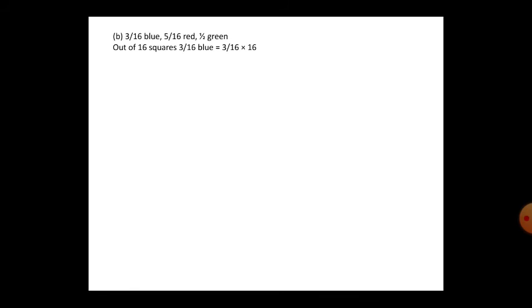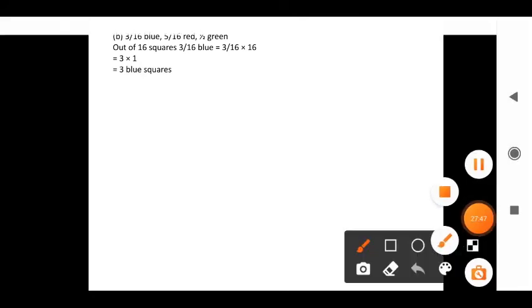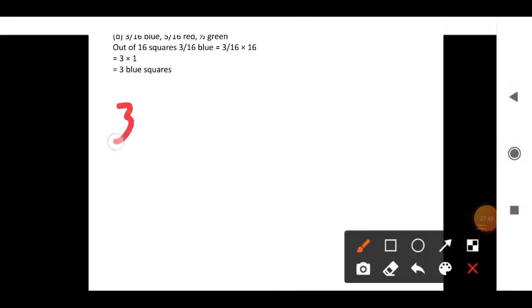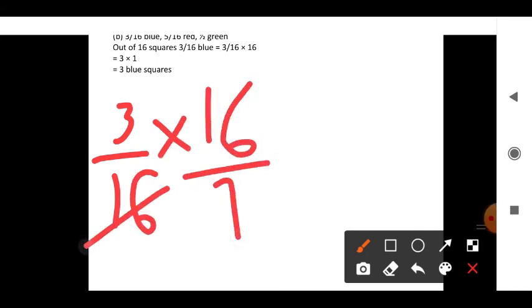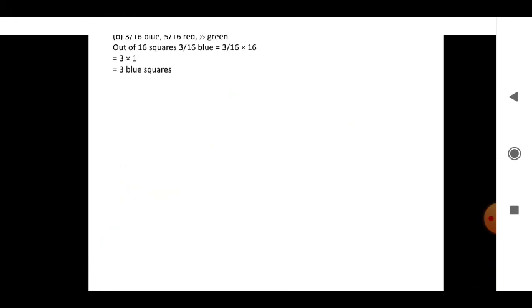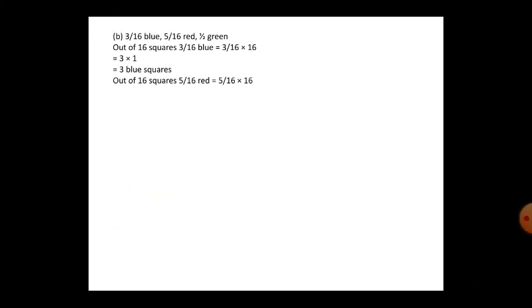See, 3 by 16 blue, 5 by 16 red, 1 by 2 green. But total number is 16 only. Now you have to find how much blue you have to color in the grid. Total number is 16 only. 16 ones are 16. So 3 into 1 is 3.